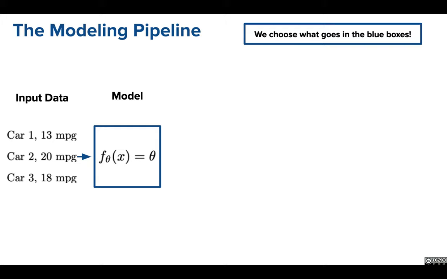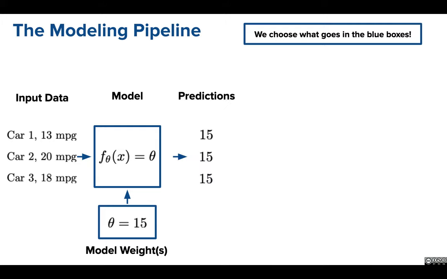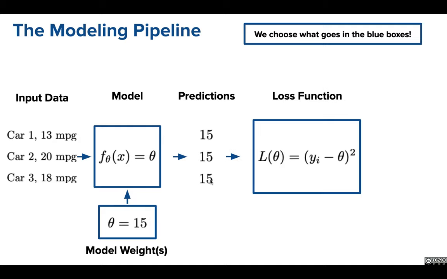We pass that input data into a model. That model has model weights that we set beforehand in order to make predictions. For this particular model, it's a constant model, so all the predictions will be the same. So we have 15 here for all of its predictions. And then we'll give those predictions into a loss function, and the loss function computes the loss on every point, and the overall model loss is the average of all of these losses.